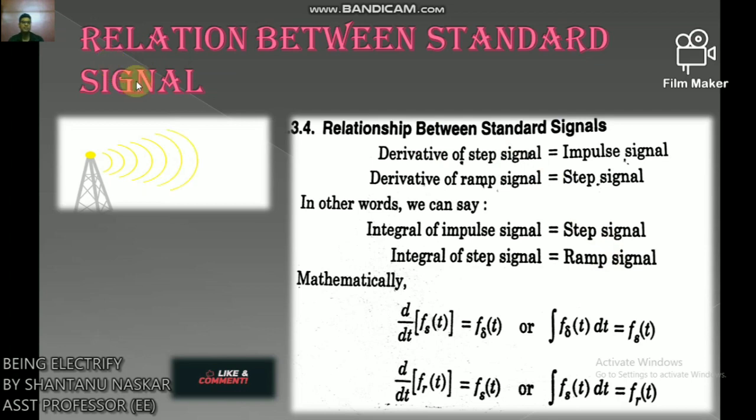Next comes the very important relation between the standard signals. If we differentiate the step signal, we get the impulse signal, and if we differentiate the ramp signal, we get the step signal. In other words, we can say the integration of the impulse signal equals the step signal, and the integration of the step signal equals the ramp signal.